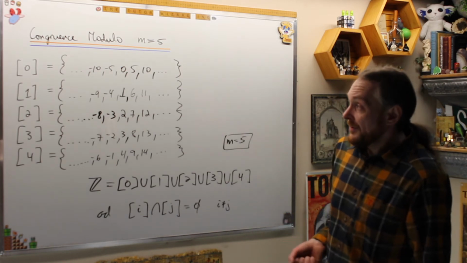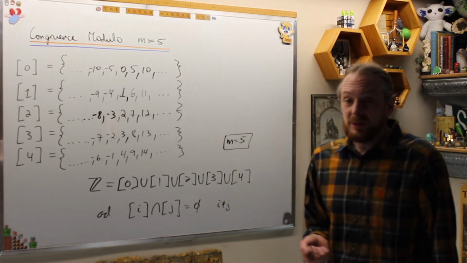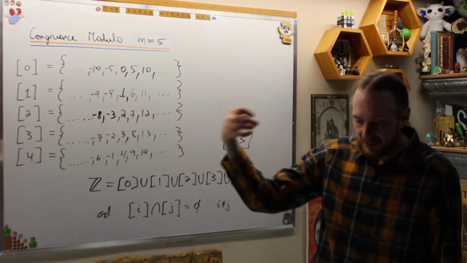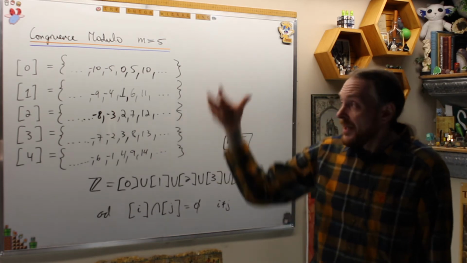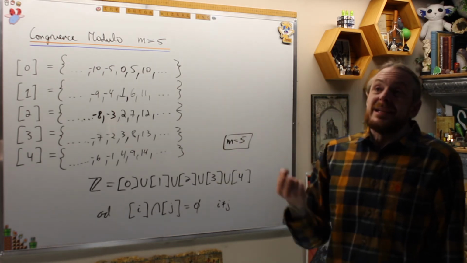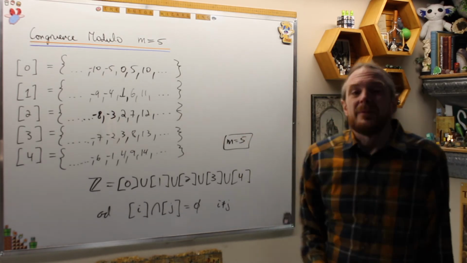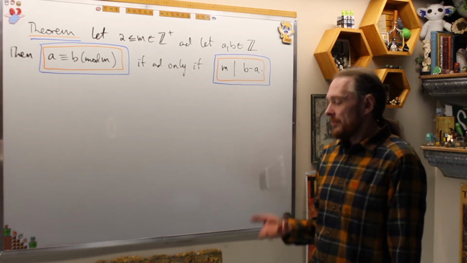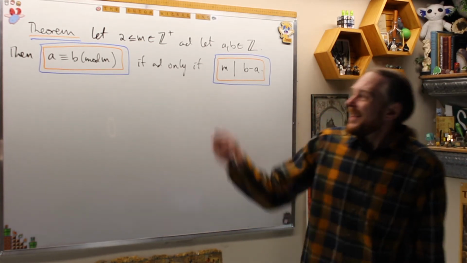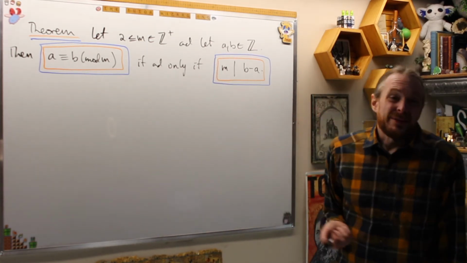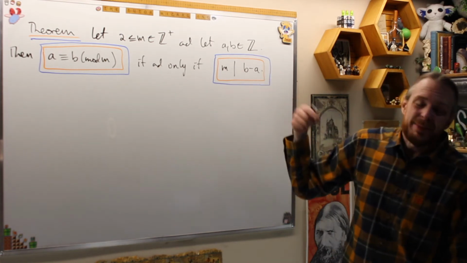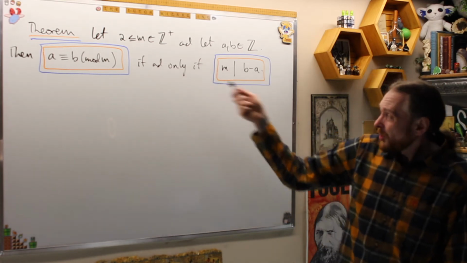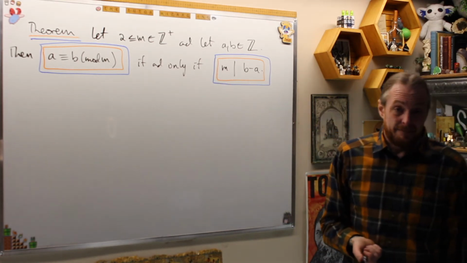So let's first do the main theorem, which is going to be relating congruences to divisibility. And because we can relate divisibility to equality, the main result of congruence modulo m says that two numbers are congruent modulo m if and only if their difference is divisible by m. Let's get to that. All right, theorem. Let m be a positive integer, which is at least 2, and let a and b be any integers. Then a is congruent to b modulo m if and only if m divides b minus a.